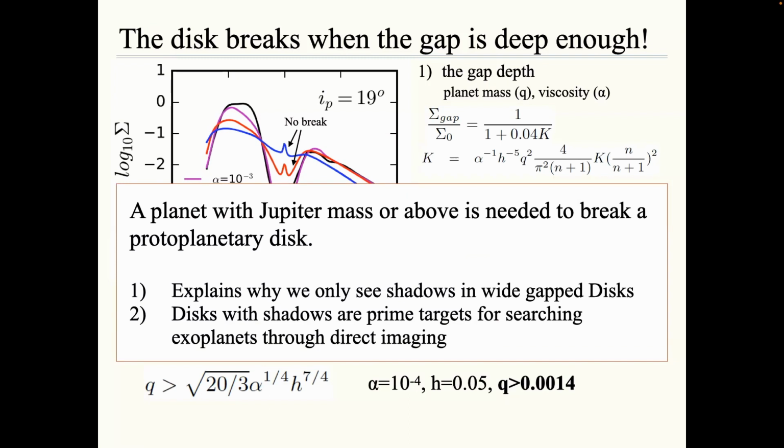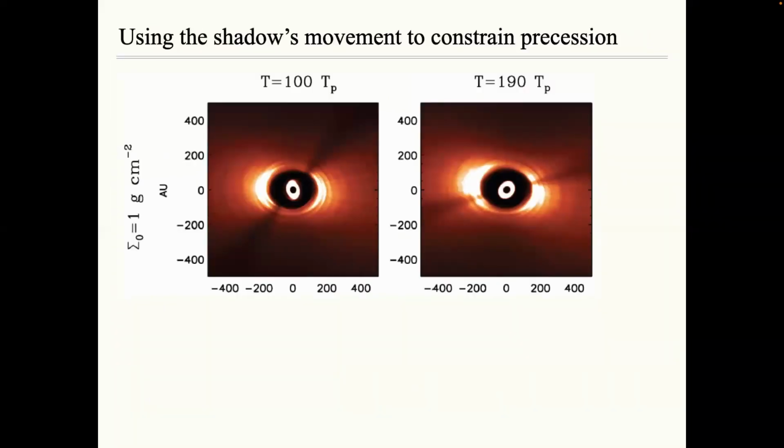So this also explains why these gaps, the shadow systems, have only been observed when you have a very wide gap, because you need a very massive companion to open a very wide gap. It also suggests that these disks with shadows could be prime targets for searching for exoplanets, because they could harbor a very massive companion. So maybe we could search for exoplanets in these disks which show shadows. If this mechanism really works, it also has observational predictions.